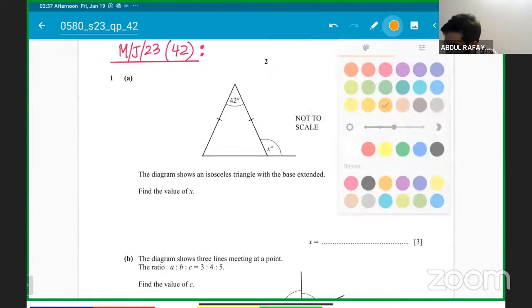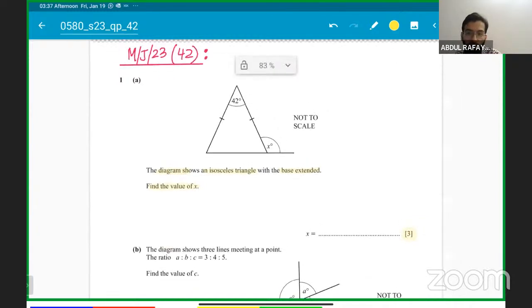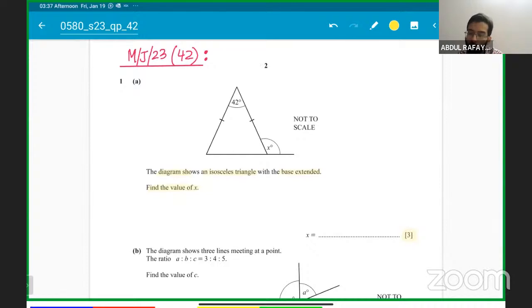Question number 1 is based on the geometry chapter. The diagram shows an isosceles triangle with the base extended, for 3 marks. You have to find the value of x. The yearly past paper solving is also there to understand how you have to show the workings, and how much you have to show the answer to the examiner. So make sure to follow carefully, okay?